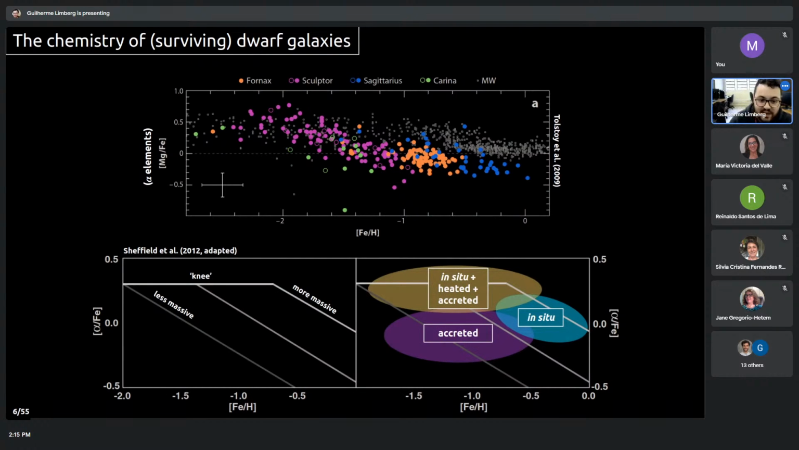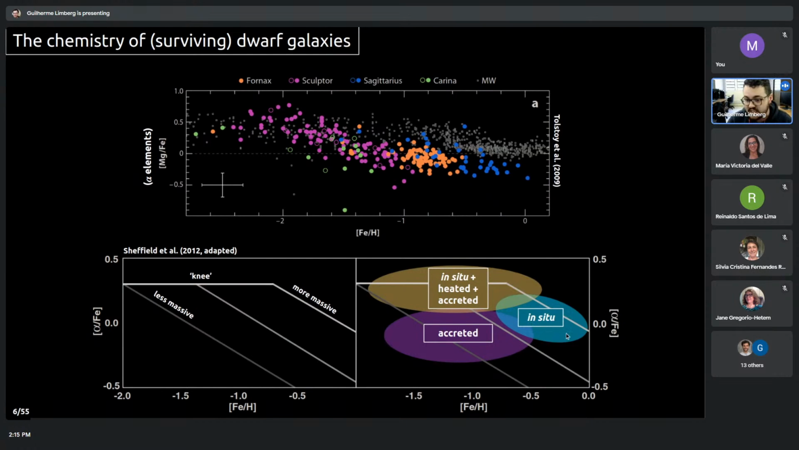This is an illustration from a paper back in 2012. Let's see the right panel first. This is a panel that represents which kind of population we should expect in this chemical abundance space when looking at stars in the Milky Way. We can see that this region of low alpha over iron ratios is dominated by the accreted population in the Milky Way, because the Milky Way should be composed of a variety of different dwarf galaxies similar to the surviving satellites that we see in the top panel.